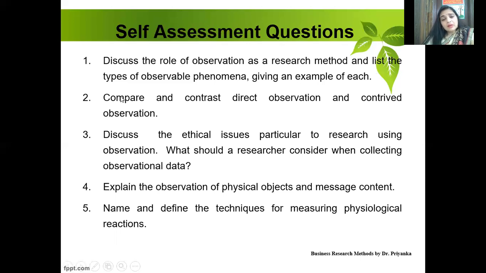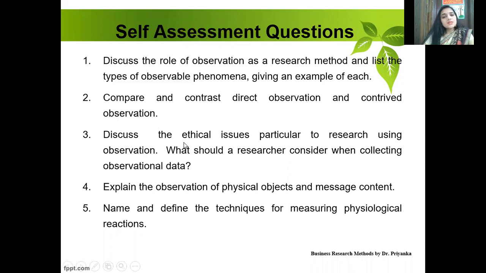Then second is compare and contrast direct observation and contrived observation. Direct observation is a straightforward attempt to observe and record what naturally occurs, whereas contrived observation occurs when the investigator intervenes to create an artificial environment to test a hypothesis. So you just discuss both the definitions and then compare them with the help of examples.